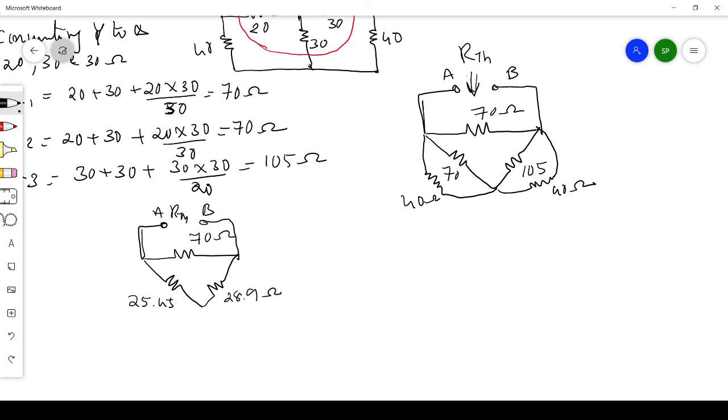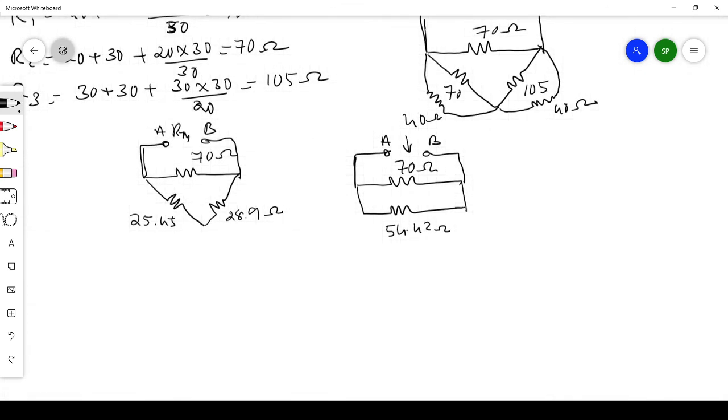Now this 25.45 and this 28.9 are in series. So I can draw the equivalent. Here this is 70 ohms and this one is 54.42 ohms. Now we have the terminals A and B. We'll be looking into this one to find the Thevenin equivalent resistance.